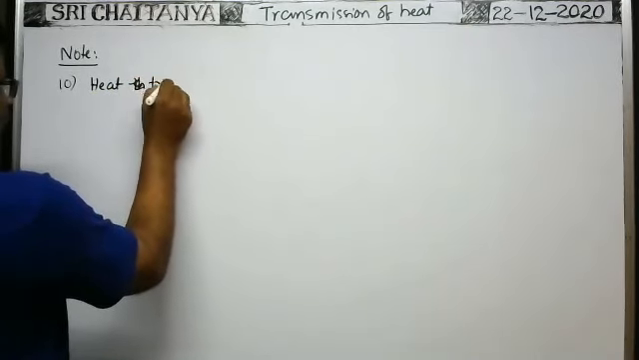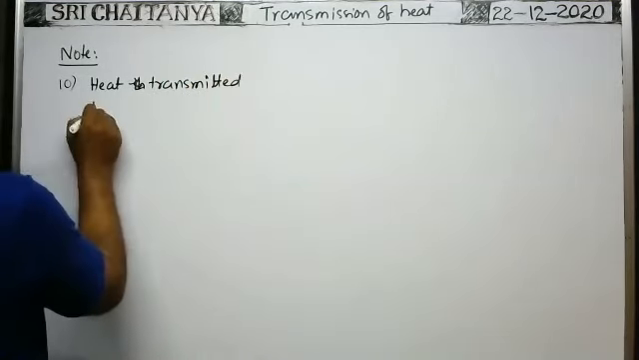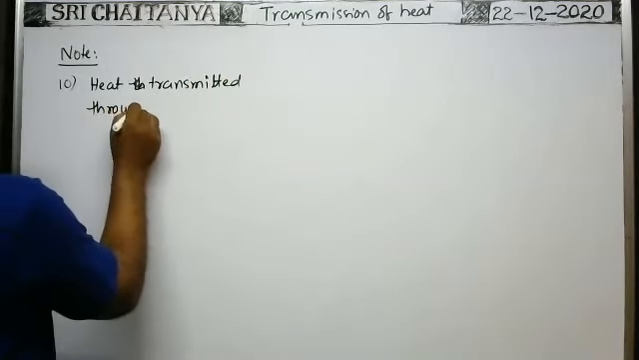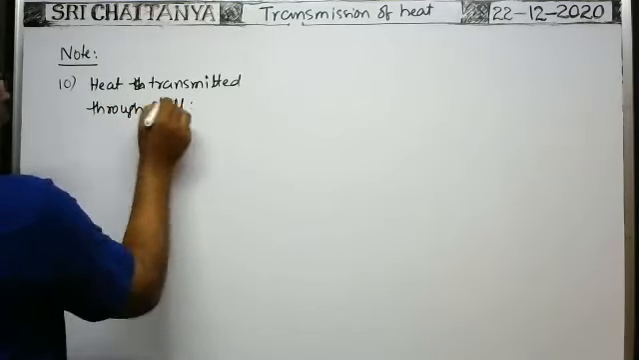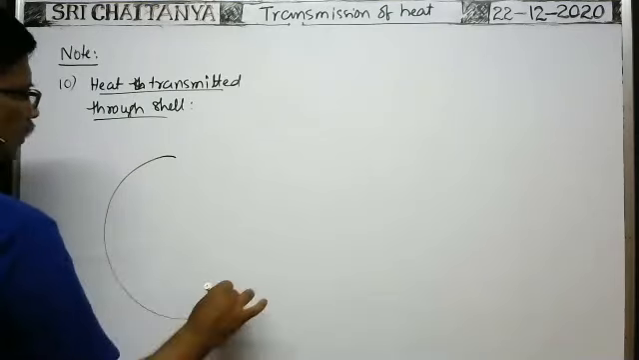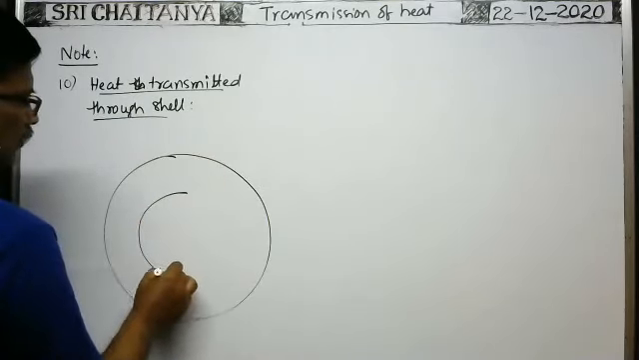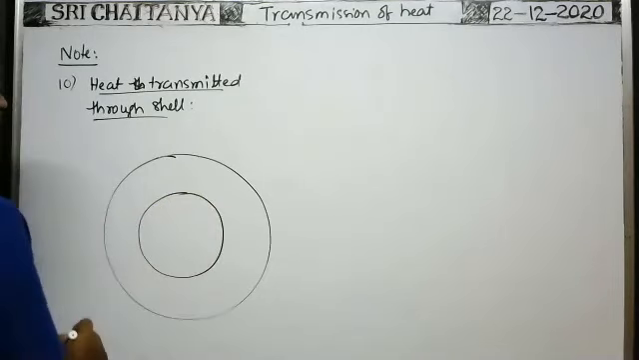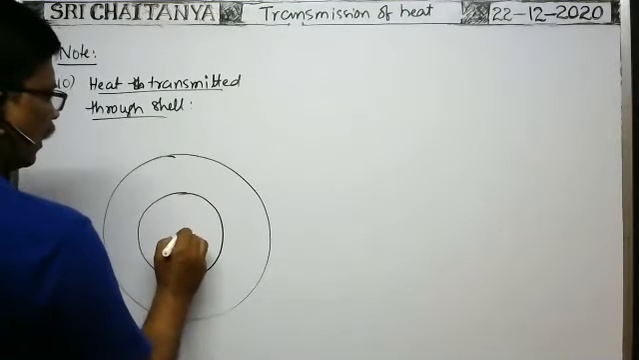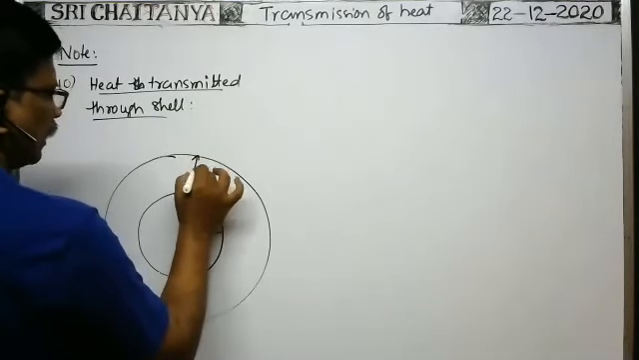Heat transmitted through a spherical shell. Suppose here there is a spherical shell of inner radius small r1, outer radius capital R1. Sorry, small r2.